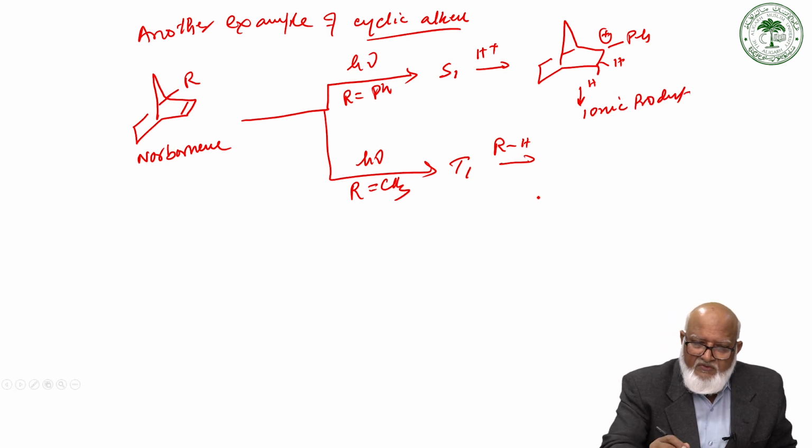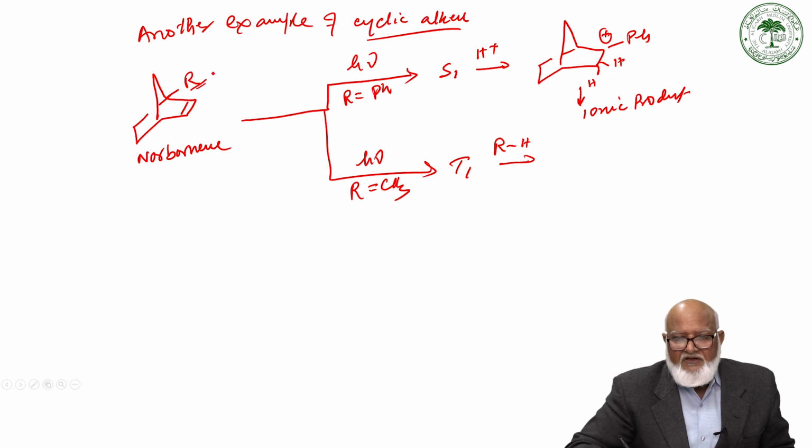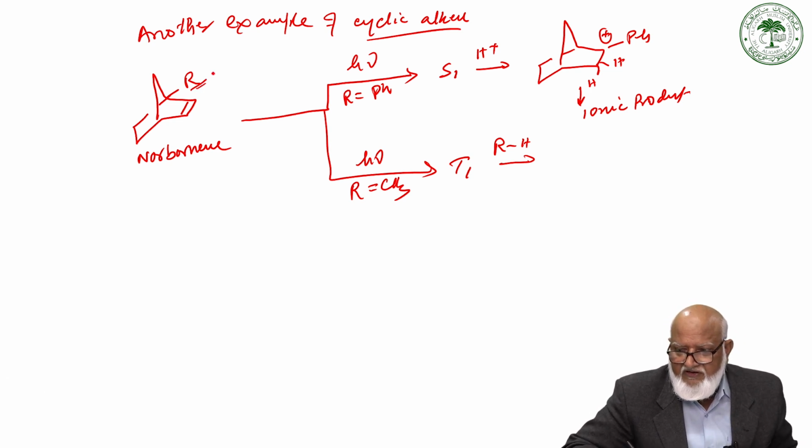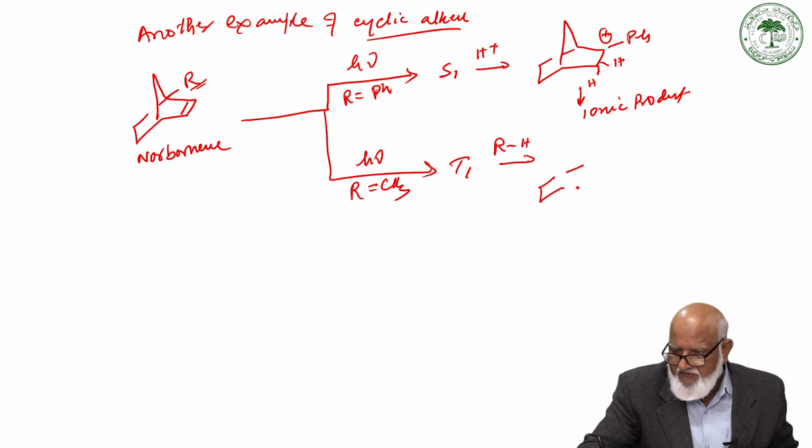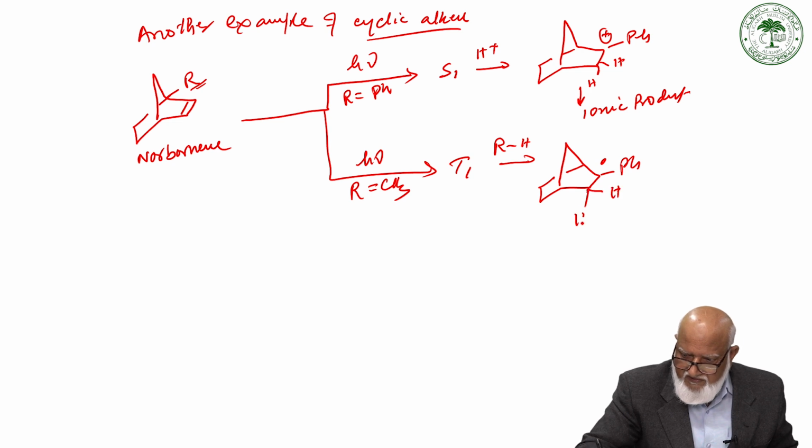In the case of norbornene, when R is equal to a phenyl group, the reaction goes via the excited singlet state, and if R is equal to an alkyl group such as methyl, the reaction goes via the triplet state. This is the radical derived product.